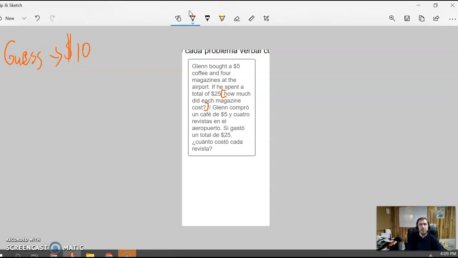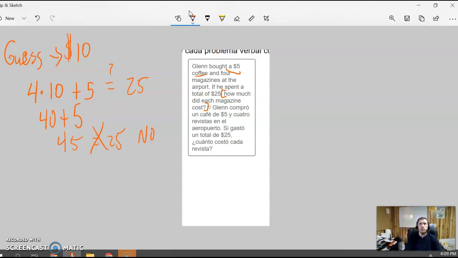If each magazine costs $10, I have 4 magazines times $10, but I also bought a $5 coffee, so I have to spend $5 more. Does that equal my total of $25? I did that a little fast, but that's what I want you to think through. What does it mean if each magazine is $10? It means 4 times 10, so that'd be 40 plus 5. Is 45 equal to 25? No. So it didn't work, my first guess of $10 was too much.